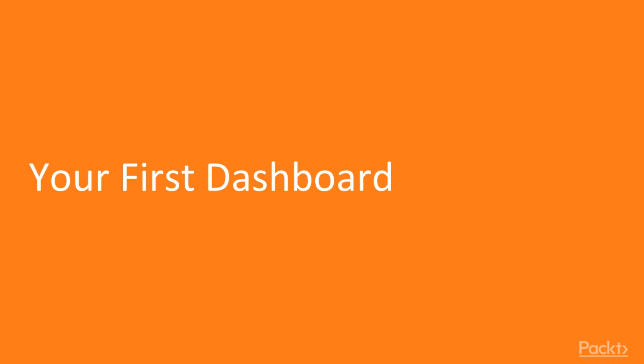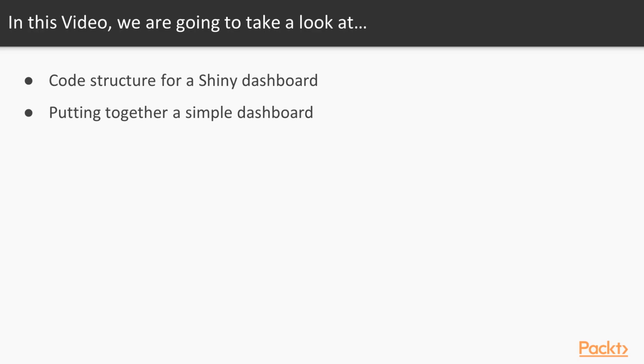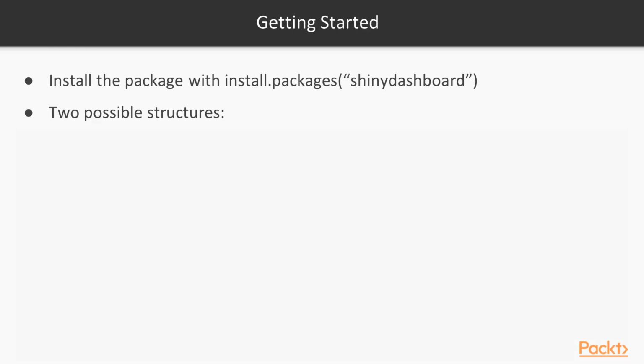In this video we will look at putting together your first dashboard. We will look at the code structure for a Shiny dashboard, and we will look at putting together a simple example. To make a Shiny dashboard, you will need to download the package using the install.packages command. Note that the package is then loaded in the preamble of the UI.R file.